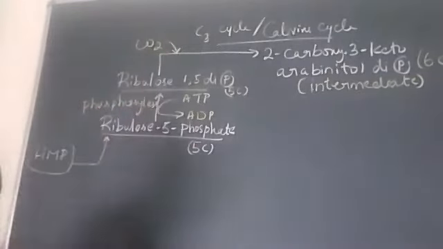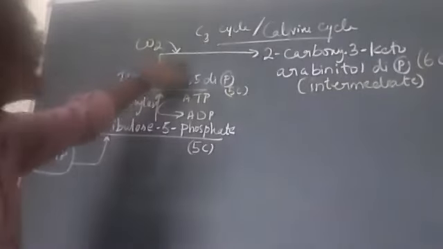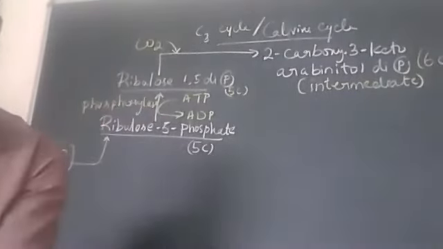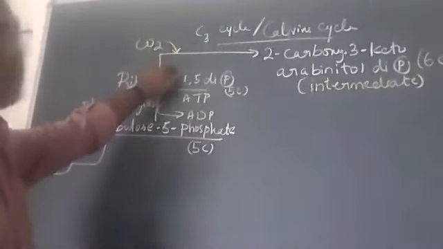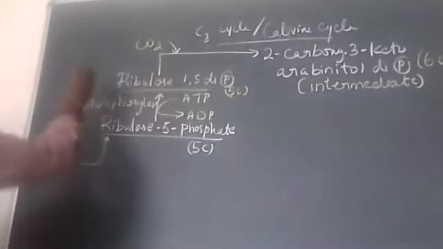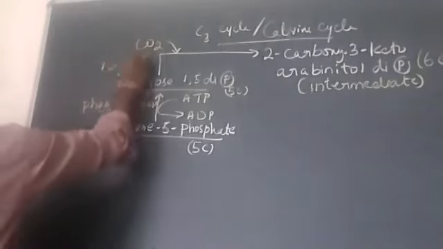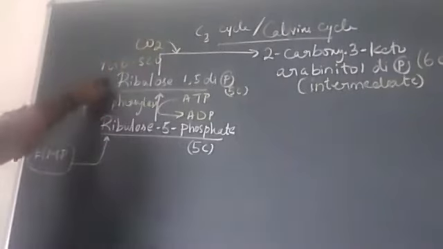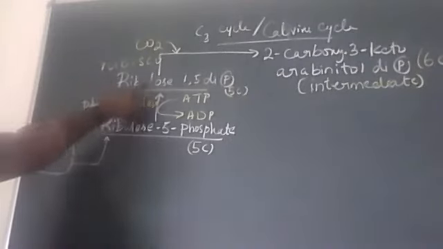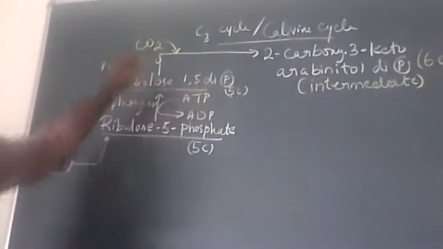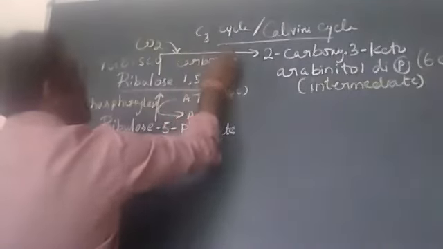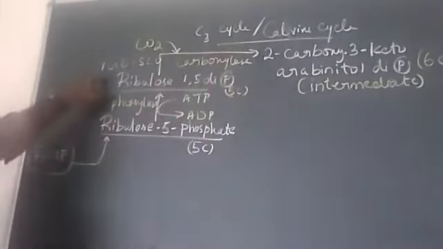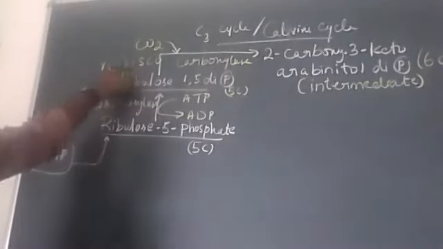Can we call it carbon dioxide fixation? Carbon dioxide fixation. We'll call it that. The role of this is carboxylation. Here the enzyme is called rubisco. RUBISCO, the short form can be asked. Rubisco means ribulose 1,5-diphosphate carboxylase. I'm writing short carboxylase here to remember.